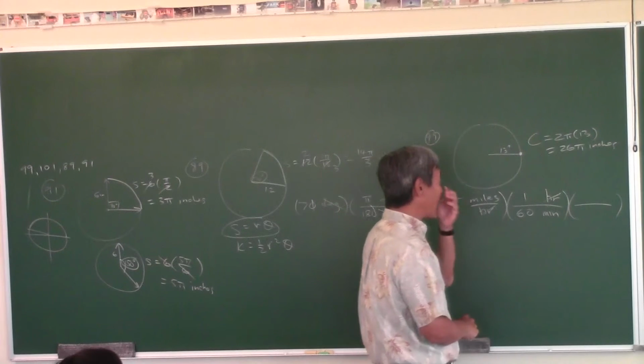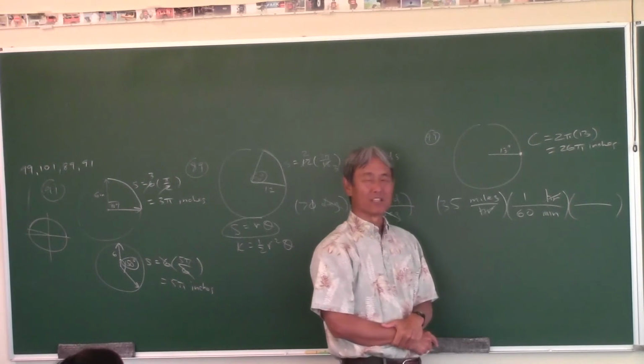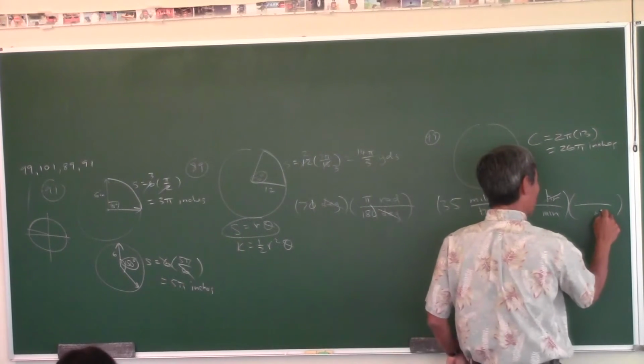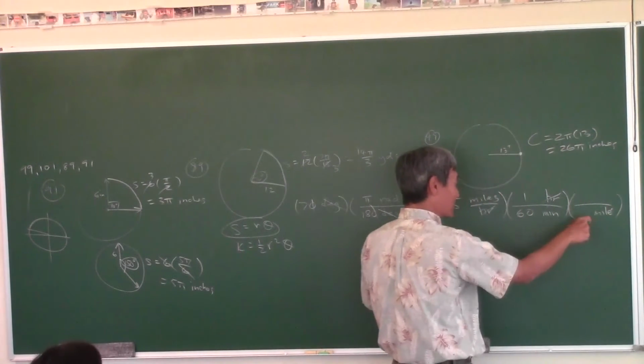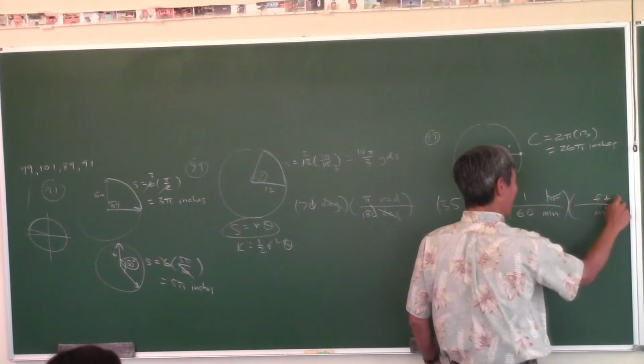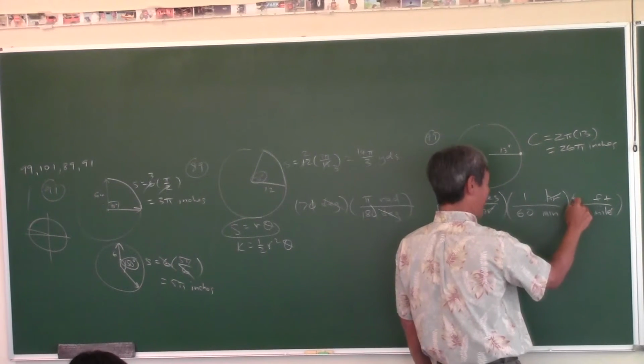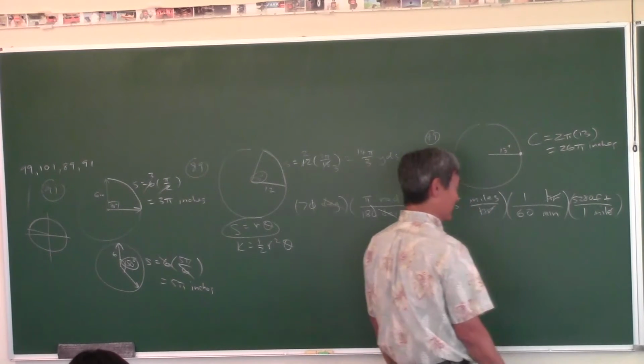So I wanna get rid of miles. Now how do we convert miles into inches? What do we need to do first? Okay, so miles, see how miles is on the top, you gotta put it on the bottom, miles and feet. Everybody knows that 1 mile is equal to 5,280 feet.